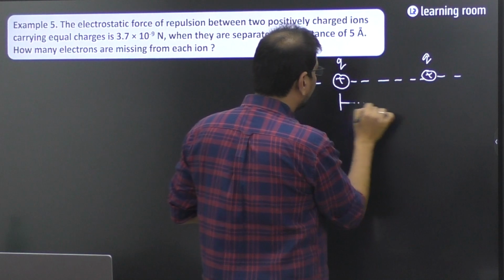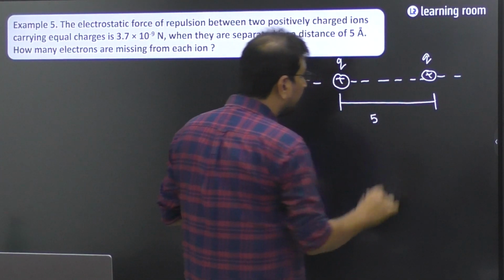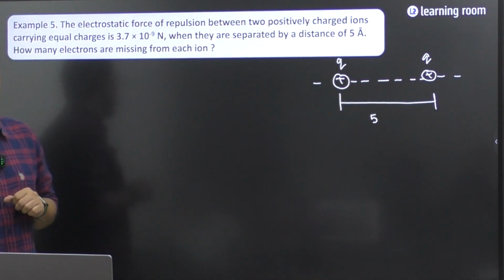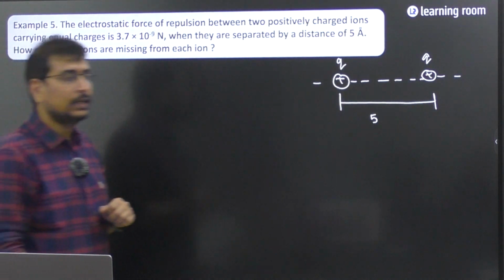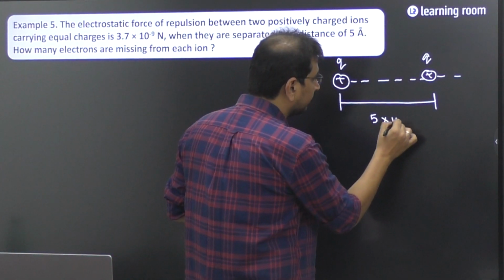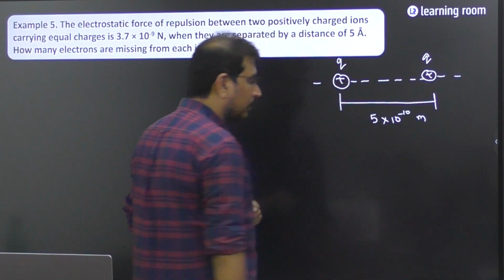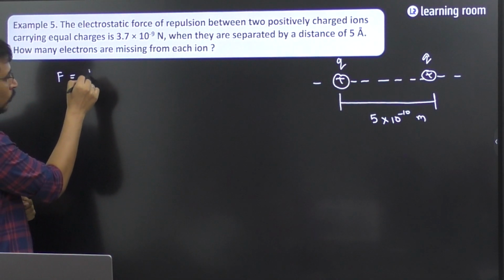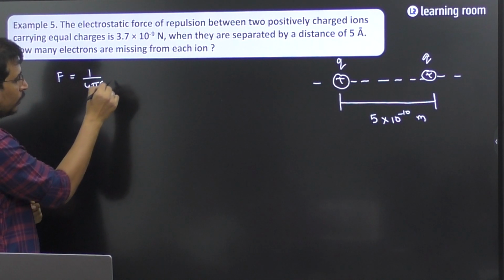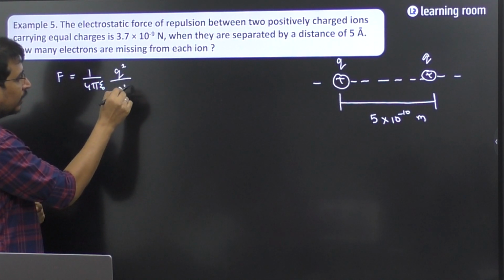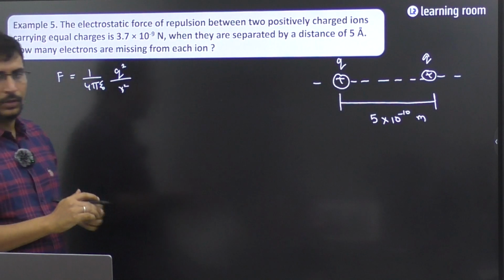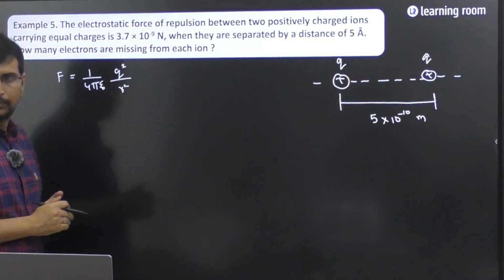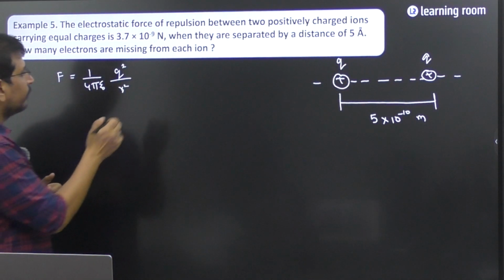Right? And the distance of separation between them is 5 angstrom. 1 angstrom is how many meter? It is 10 power minus 10 meter. Right? So what is the value of F? F is equal to 1 by 4 pi epsilon naught into Q square divided by R square. Right? It is Q square because it is Q into Q. Right? So F is how much they have given in the problem.